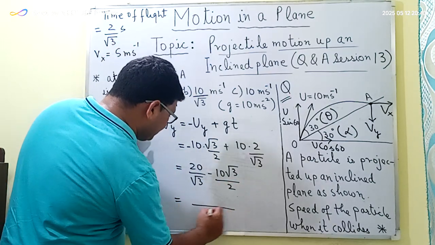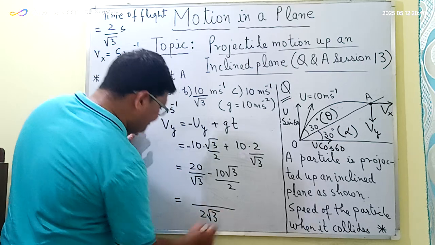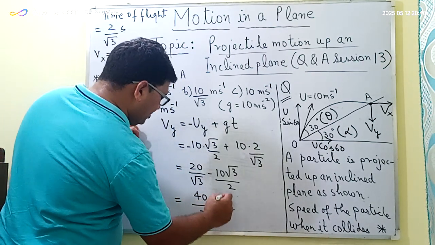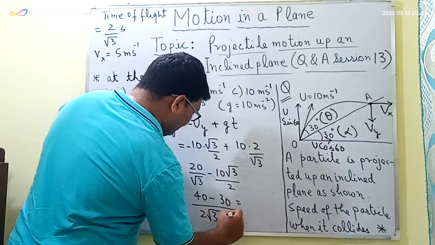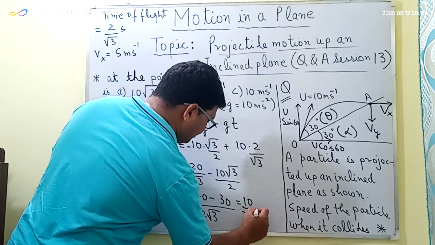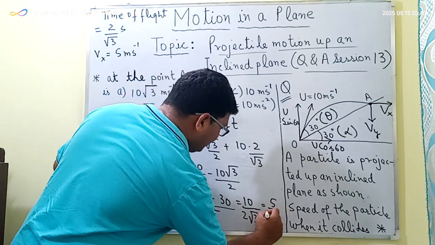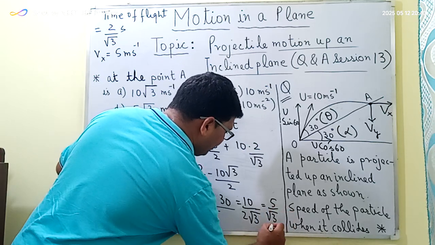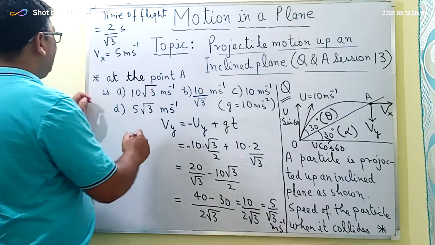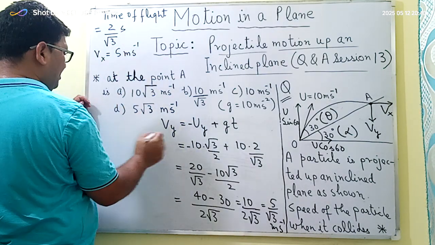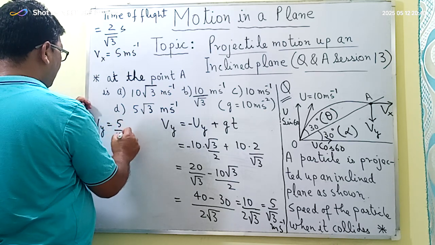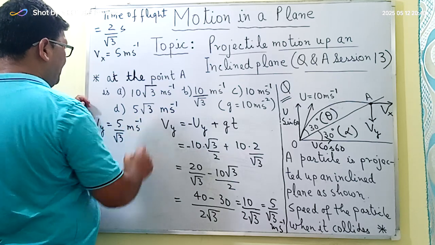If I take the LCM, this will be equal to 2 root 3, and this will be 40 minus 30. This is equal to 10 upon 2 root 3, or this can be written as 5 upon root 3 meters per second. So Vy is equal to 5 upon root 3 meters per second.